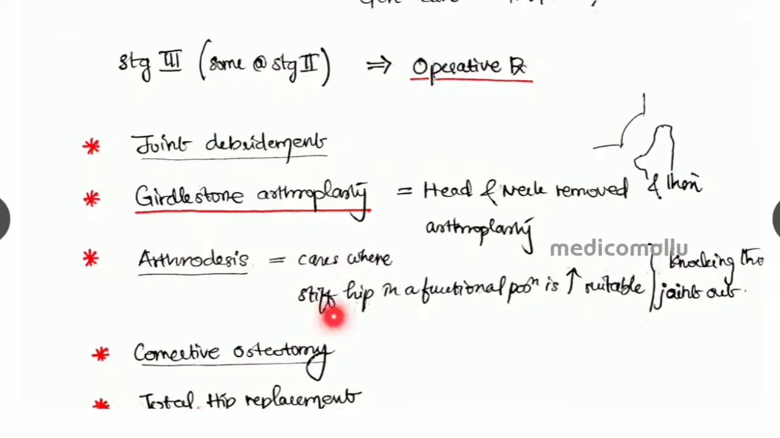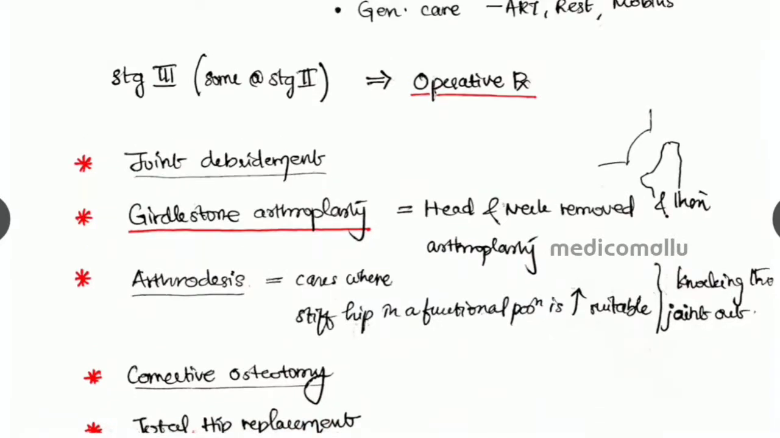It is for cases where a stiff hip in a functional position is more favorable or suitable. So we knock out the hip joint completely, and that is the arthrodesis. Other options are corrective osteotomy, and finally total hip replacement with a prosthesis. And that's all about this tuberculosis of the hip joint.